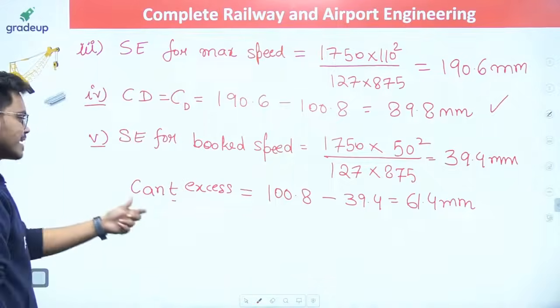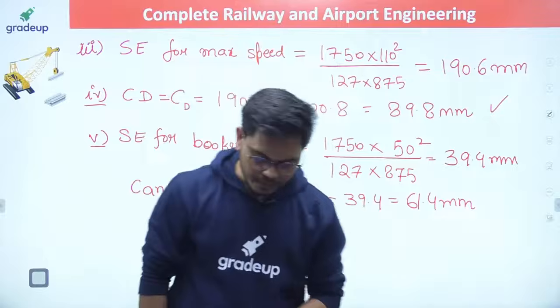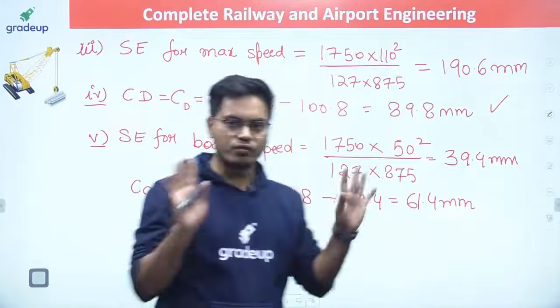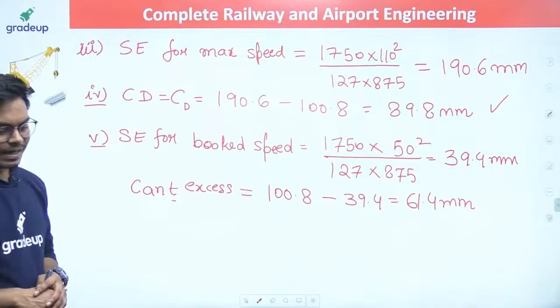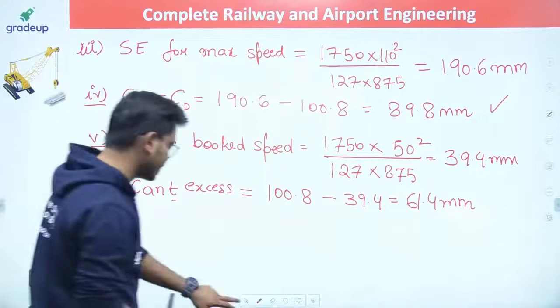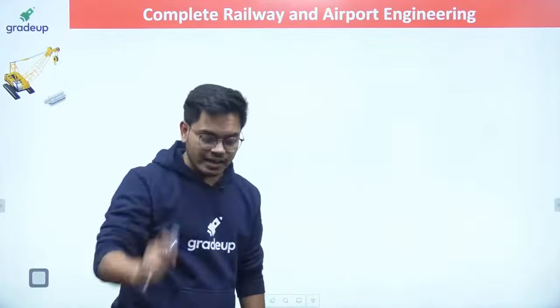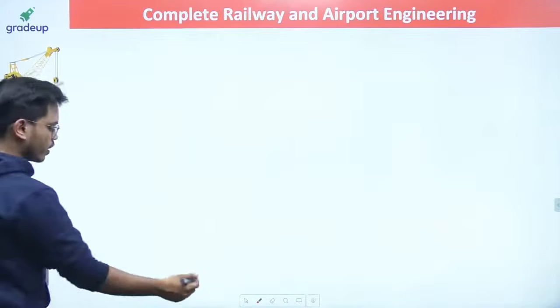So guys, here the cant excess is 61.4 mm. That is under the limit. Everybody, this is fine. Everything is under limit. Very good. Now let's work on the maximum speed. Let's try to find out the maximum safe speed. Now, the Indian Railway formula for broad gauge is this.